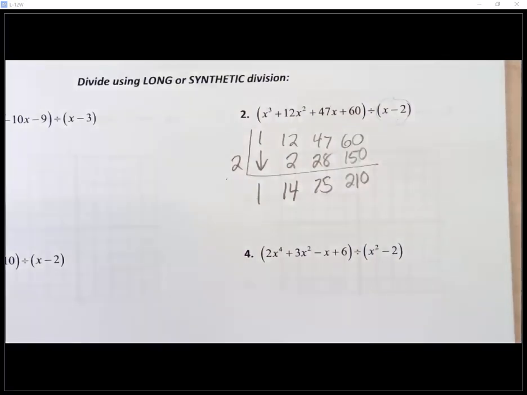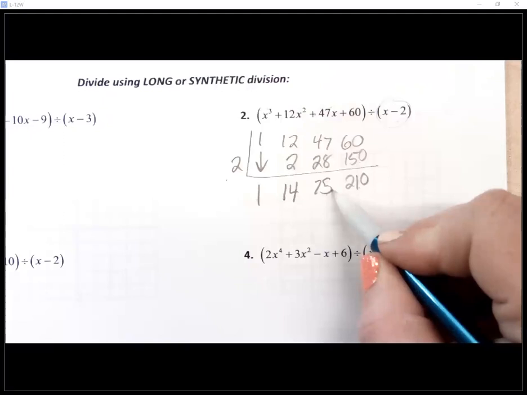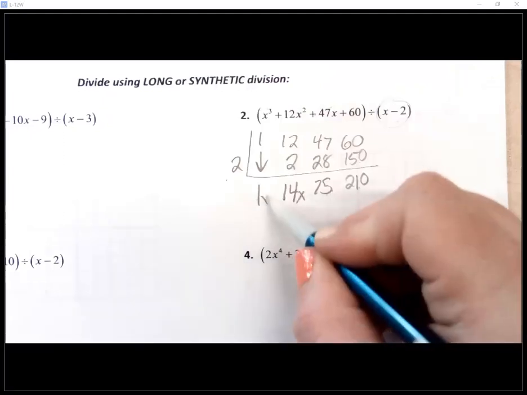But now the question is, what's my answer? Remember how this works. 210 is the remainder. This is my constant. This is x to the first, and this is x squared. And I would just keep going up like that.